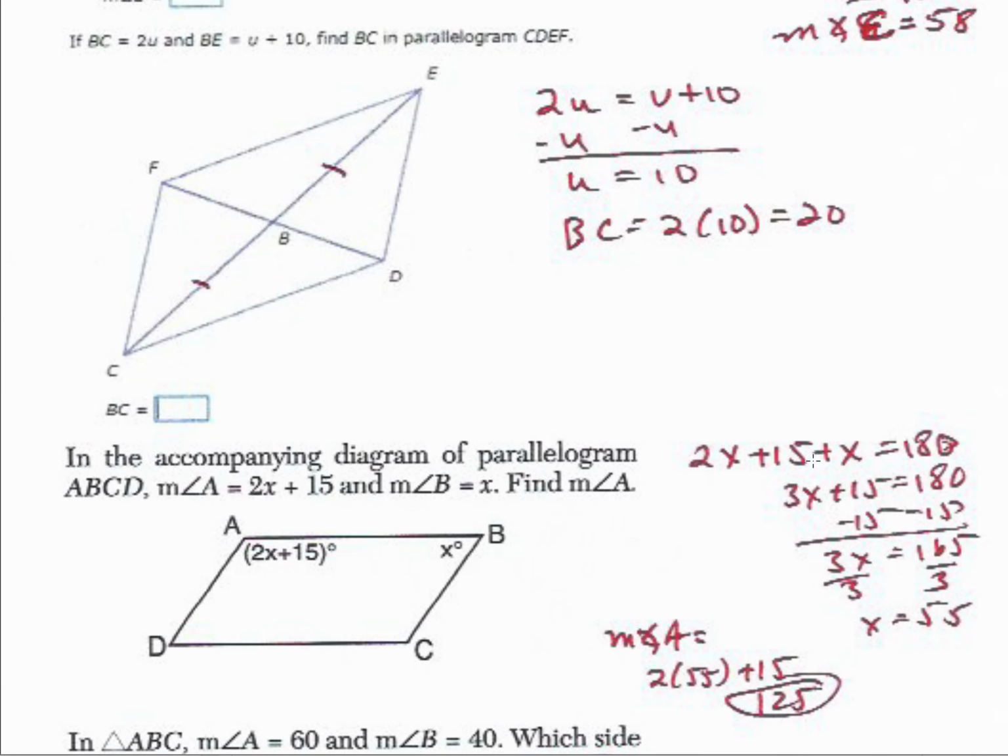Okay, next up, if BC is 2U and BE is U plus 10. Now I marked it on the diagram to show that they're both pieces of a diagonal and the diagonals bisect each other, so they have to be congruent. So that works out to be that U is 10. But oh, what are they asking for? It wants BC. BC is 2 times 10, which would be 20.